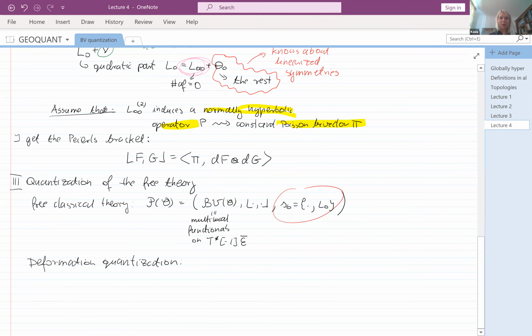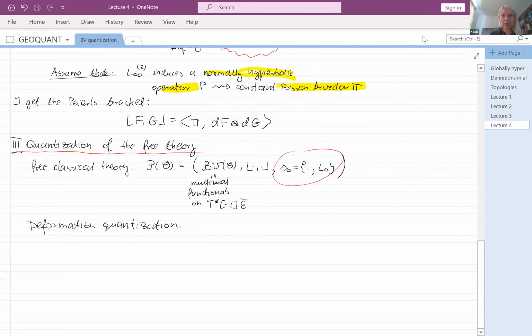Okay, so now I stripped some of the structure I had, but I'm going to put it back step by step. The way I know how to quantize things is, unfortunately, perturbative. I really know very well how to quantize the free theory, how to quantize a constant Poisson bivector. So I'm going to do things in two steps. First I'm going to quantize the free theory, and then I'm going to reintroduce the interaction using perturbation theory. So this is the strategy.